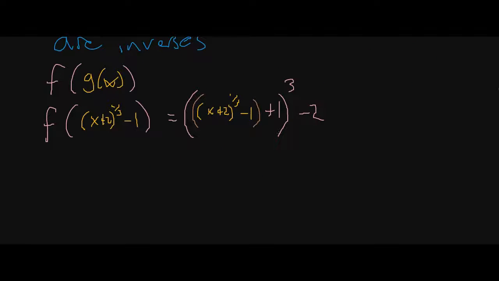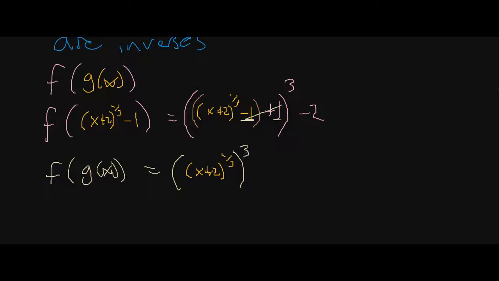Let's go ahead and scroll down. We're going to get into our function. I'm just going to write it as g of x. All right, we know it was this right here. That's what we plugged in, is equal to, well, we have, what's negative 1 plus 1? Well, that's just 0. All right, so we're going to get x plus 2 raised to the 1/3, raised to the third power minus 2.